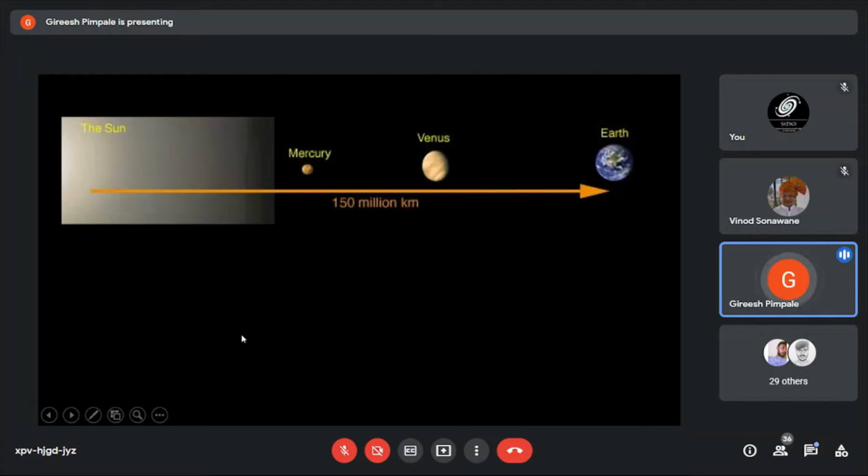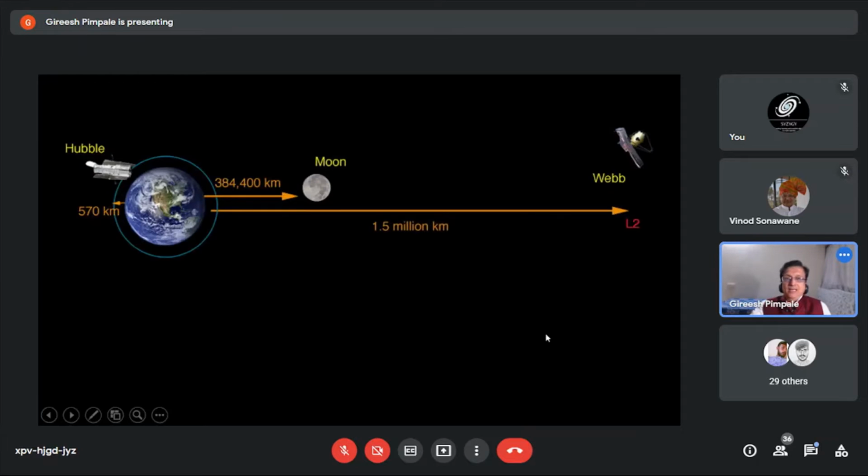Now let us see where it is exactly. So from the sun, the first planet is Mercury, as we know, then Venus and Earth. So the distance between sun and Earth is 150 million kilometers. Million is 10 raised to 6, that is 6 zeros after 1. So 10 raised to 6 is 1 million. So the distance between Earth and the sun is 150 million kilometers.